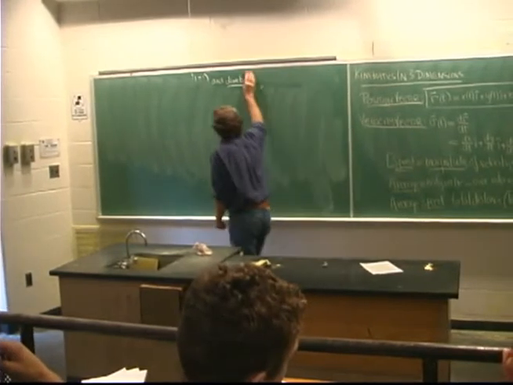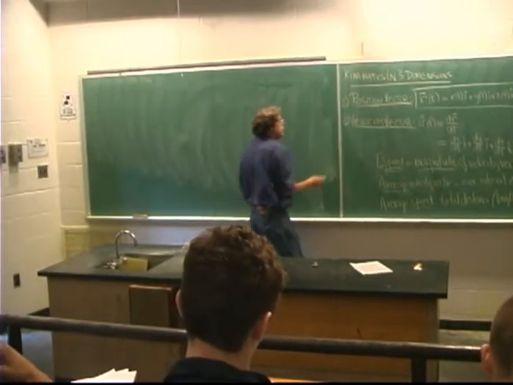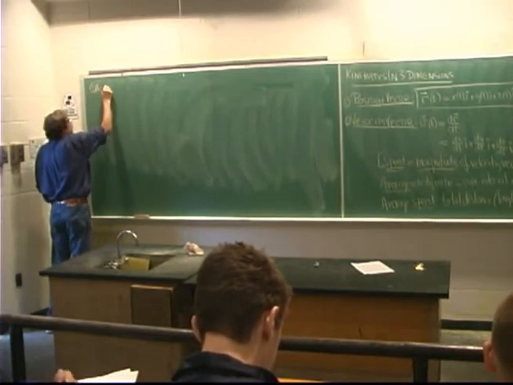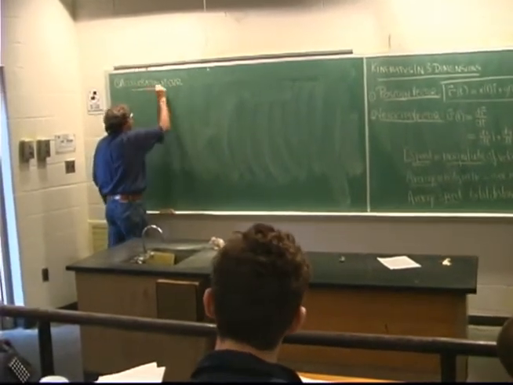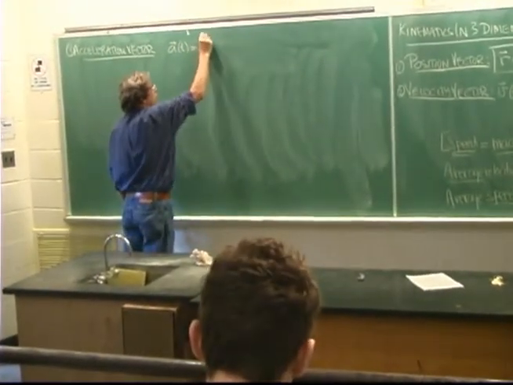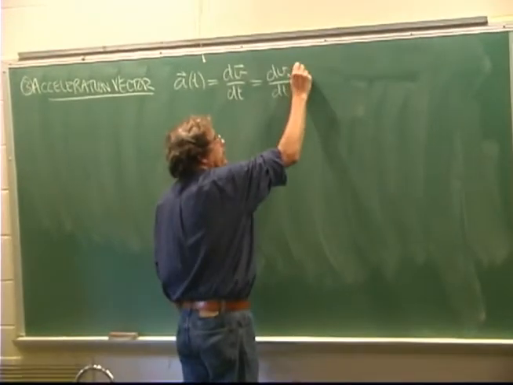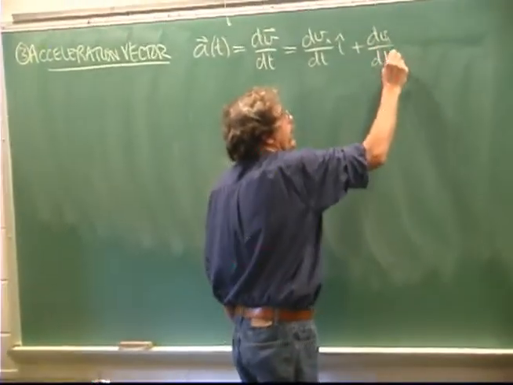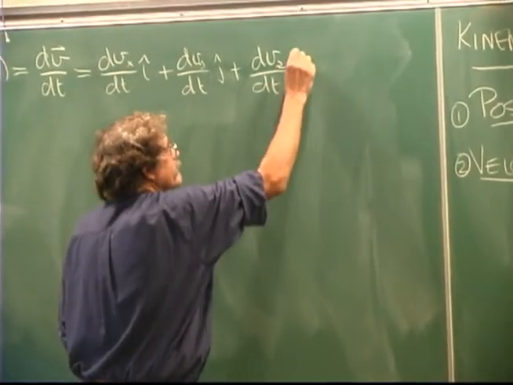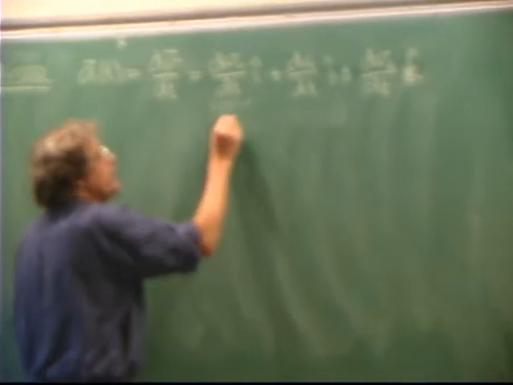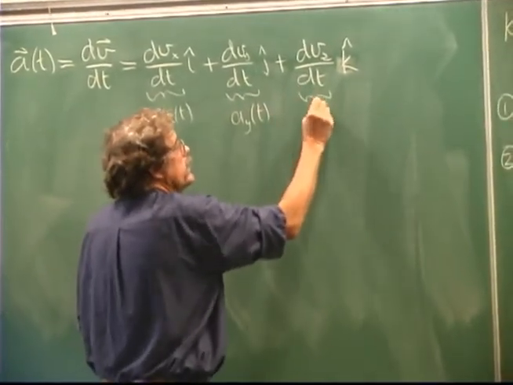The third item, of course, is acceleration. So we're down to position vector, velocity vector, acceleration vector. Just do the same thing again, of course. A of t as a vector is dv, as a vector, with respect to t, so that would be dv sub x by dt in the x direction, dv sub y by dt in the y direction, dv sub z by dt in the z direction. And if you like, this is a sub x, this is a sub y, the y component, and this is a sub z.